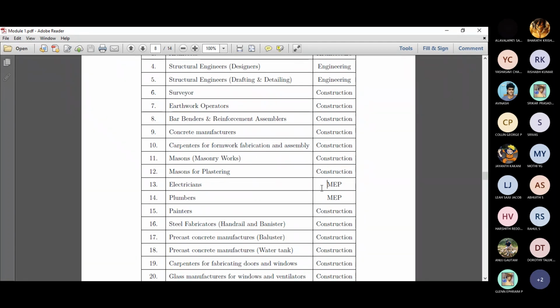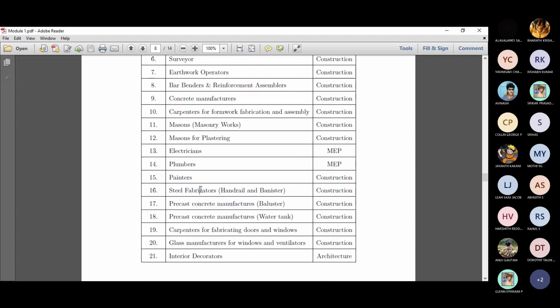Electricians and plumbers come under MEP. They can also be clubbed under construction, but mechanical, electrical, plumbing is a different trade. So it will be good if skilled electricians are categorized under mechanical, electrical, plumbing. Then painters in construction, steel fabricators for handrails and banisters, then precast concrete manufacturers. You can call this construction, or if you want to bring a precast unit from a factory to a site, then you can look into this under transportation. But even then, that comes under construction.